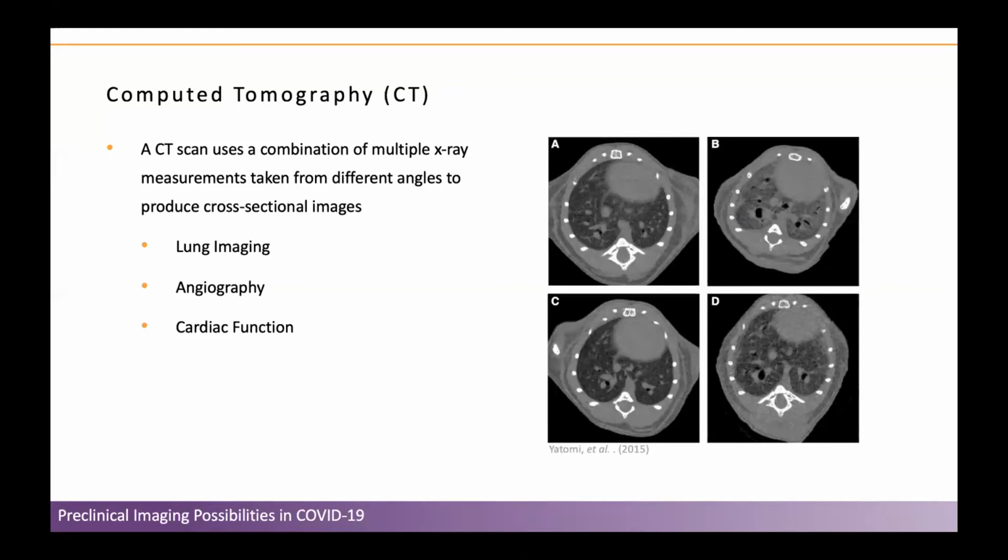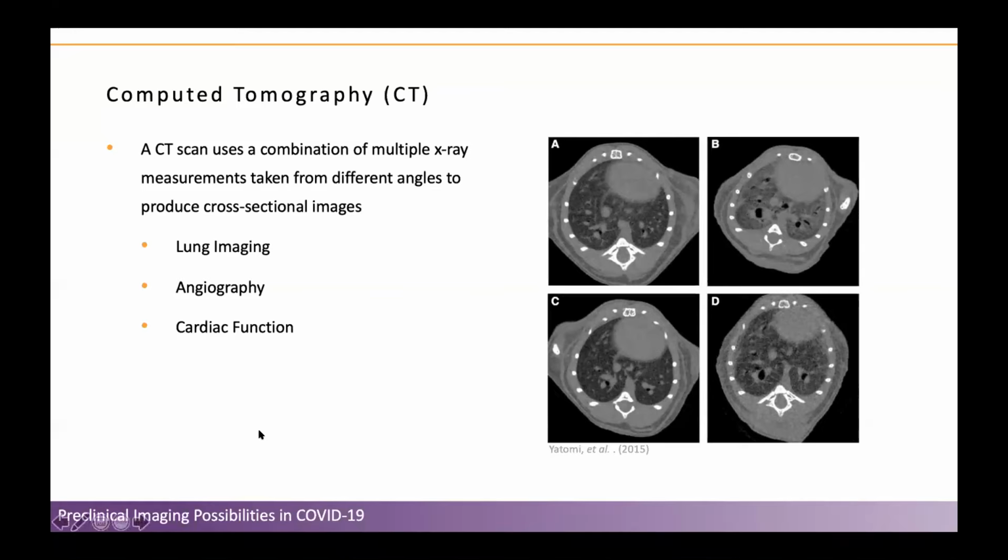As Rachel discussed here, CT and X-ray are heavily used in these various clinical applications. With CT, you use a combination of multiple X-ray measurements. You take them from different angles to produce cross-sectional images. This is very, very effective in lung imaging, angiography, and cardiac function. Various other applications, but if we're tuning this specifically to COVID imaging, these are the most effective ones.